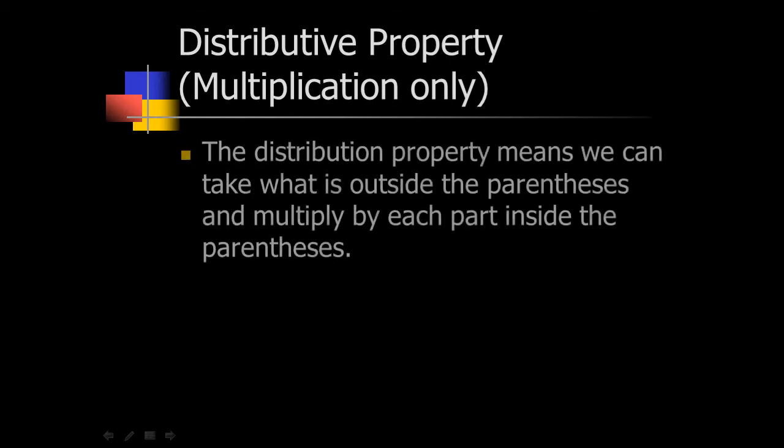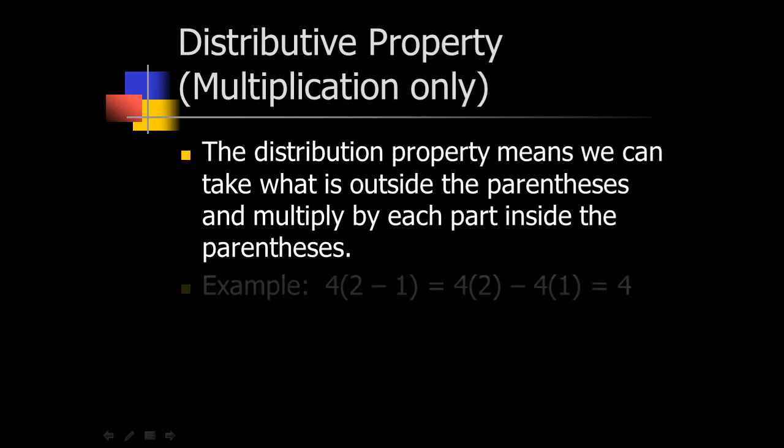The distributive property is one that only works with multiplication. The distributive property means that we can take what is outside the parentheses and multiply by each part inside the parentheses. That is what we have to do. I relate this to being like a mailman. The mailman is what's outside the parentheses. You can see in our example here that the 4 would act as the mailman. The 2 and the 1 are neighbors. They're in the same neighborhood.